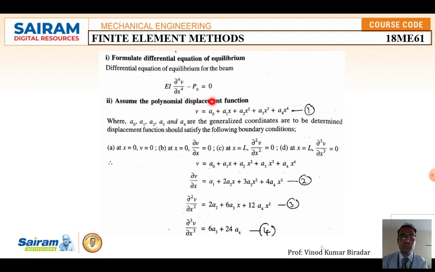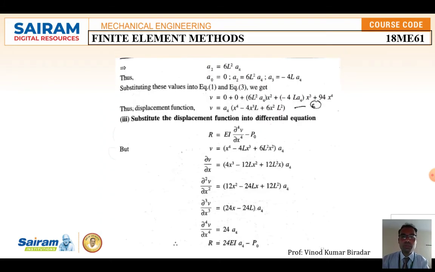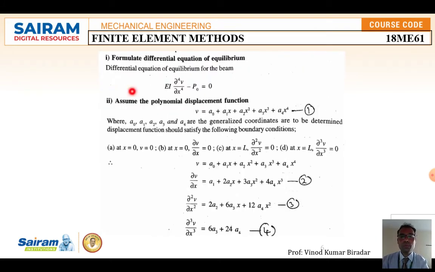This equation you have to remember. Okay, so the second step is what? Assume the polynomial function, that is the displacement function. Based on this, how many orders are there? So here d to the power of 4 will be there. So you have to assume the polynomial in such a way that it goes up to the 4th power.